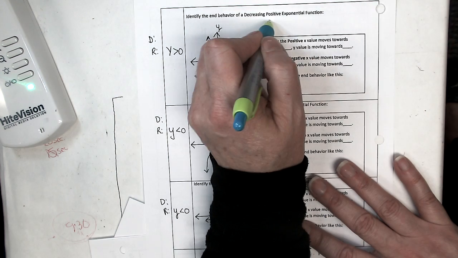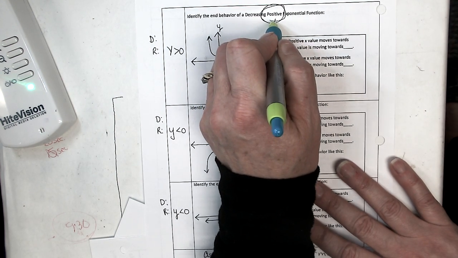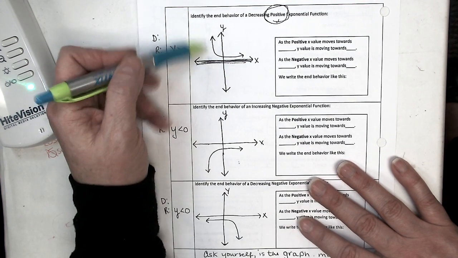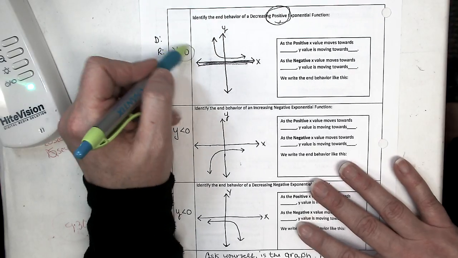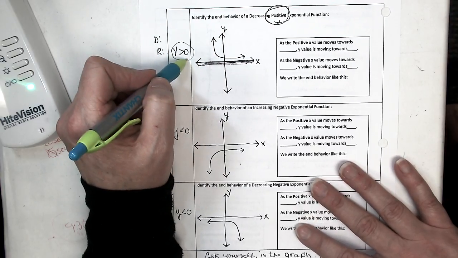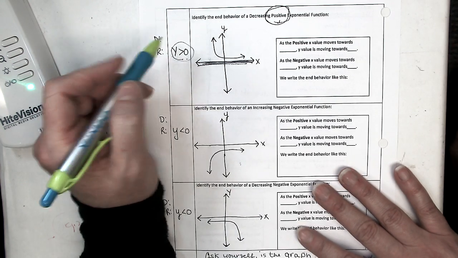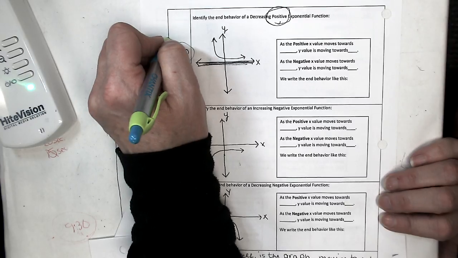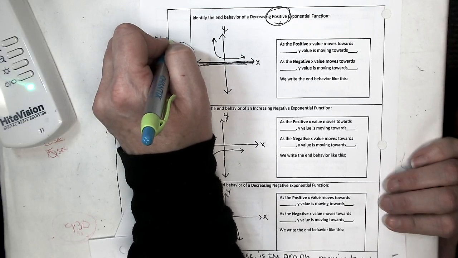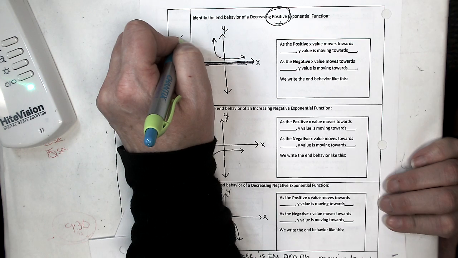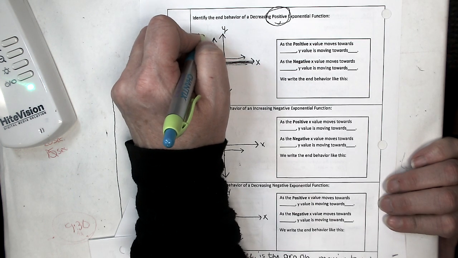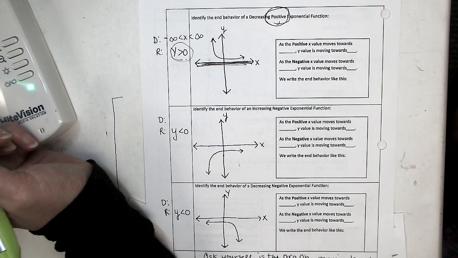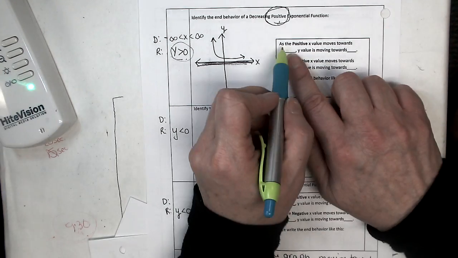Okay, now, what do I write for my domain? The same thing every time. Negative infinite is less than x, which is less than infinite. So my x is always going to be between infinite and negative infinite. But now you have to pay attention as the positive x value moves towards infinite. Look at it. What is my y value doing? Moving towards 0. These numbers right here are getting closer and closer to 0.